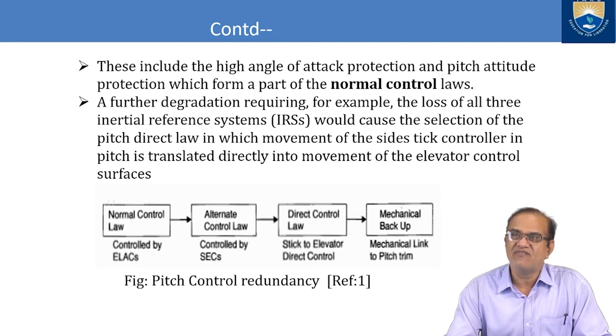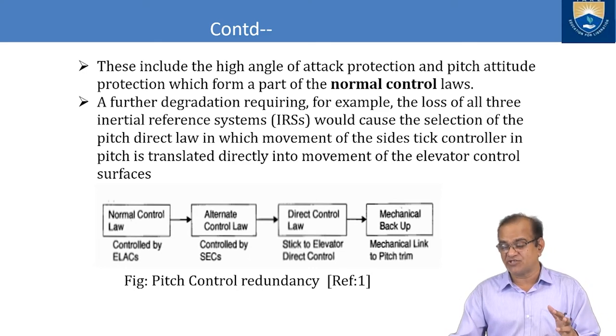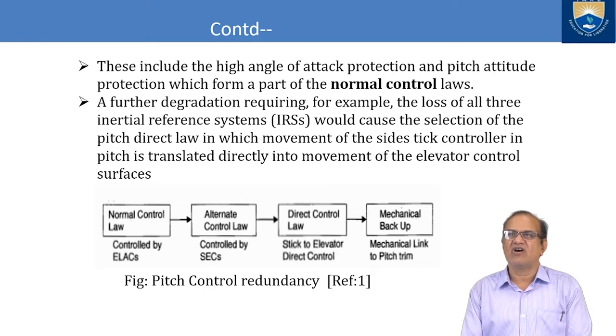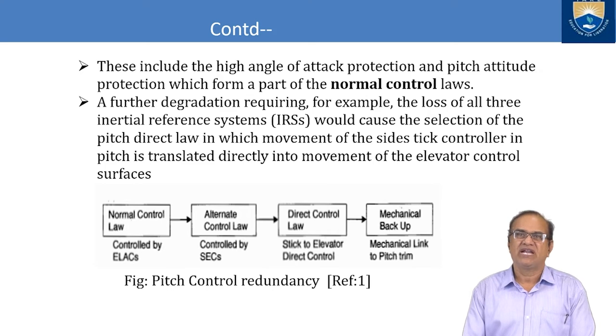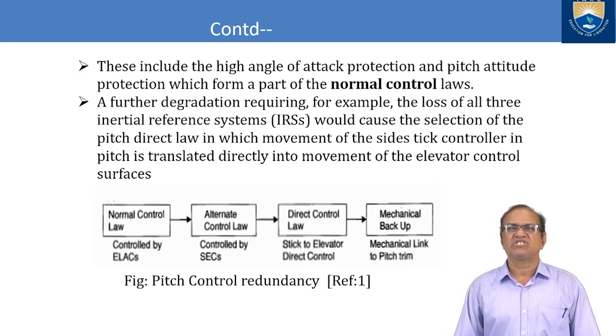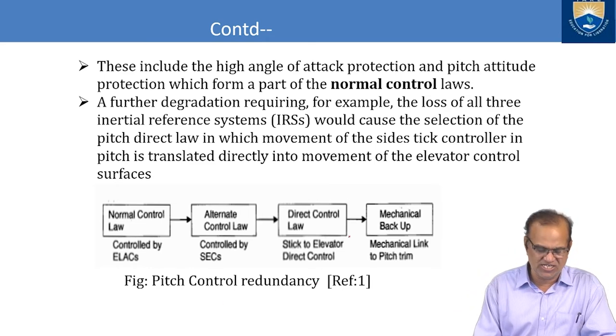These include the high angle of attack protection and the pitch attitude protection, which form a part of the normal controller. So these protections have to be taken care of, which are not there in normal controllers. A further degradation requiring, for example, the loss of all three inertial reference systems would cause the selection of the pitch direct law, in which movement of the side stick controller in pitch is translated directly into the movement of the elevator control surfaces. So this you can see here, the pitch control redundancy is shown here.